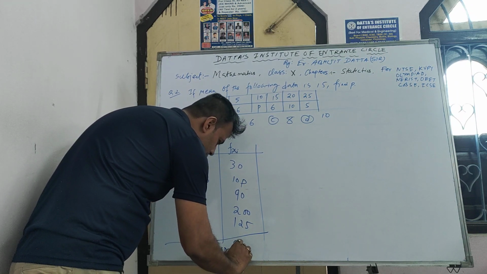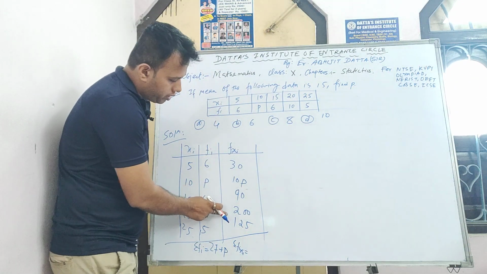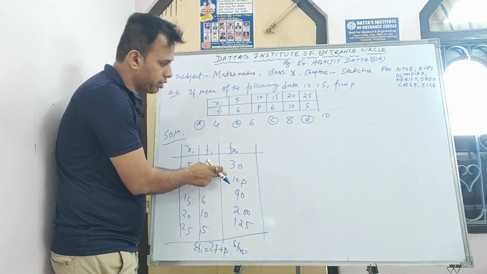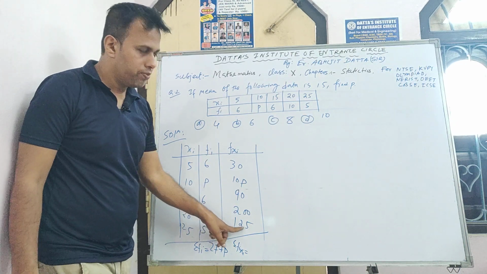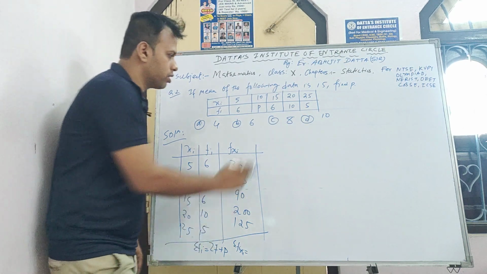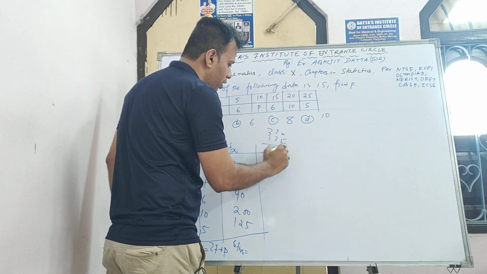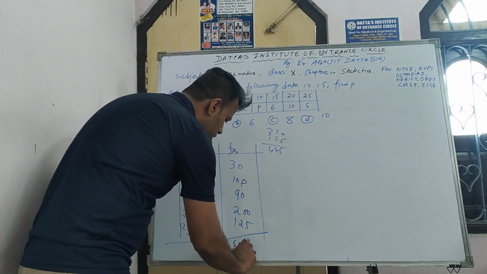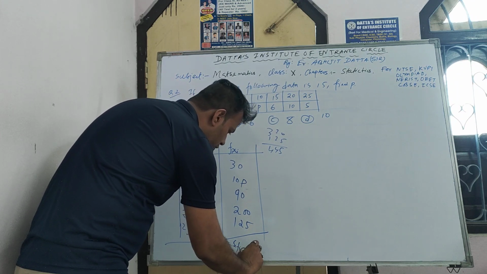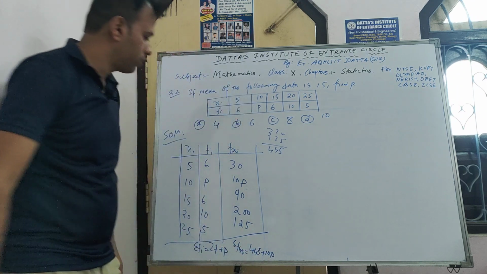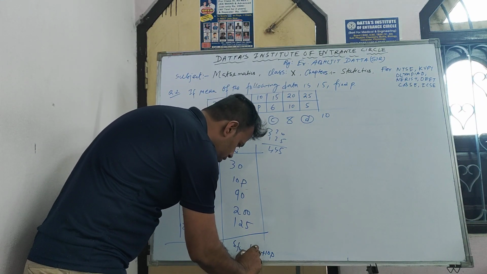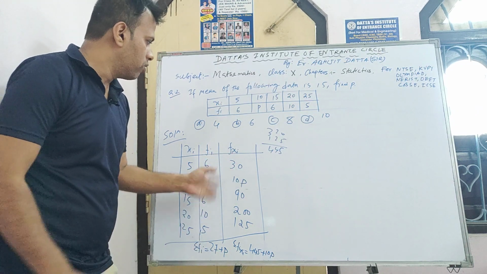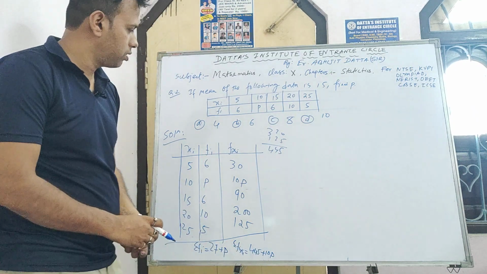Here summation of fi xi, you just add this: 200 plus 90 is 290, 290 plus 30 is 320, 320 plus 125 is 445, 445 plus 10p. The value of summation of fx is 445 plus 10p.